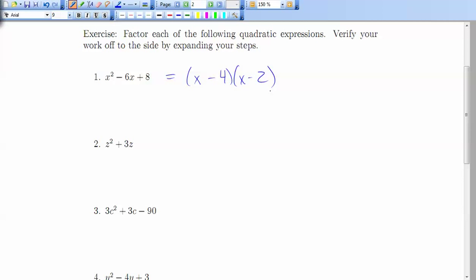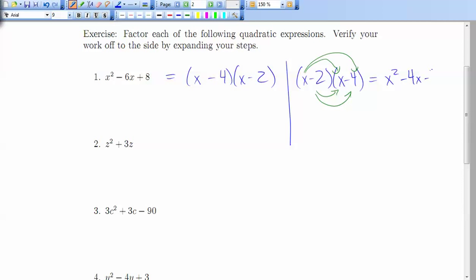Now, of course, if we wanted to, we could verify that what we have chosen is in fact correct. So if we multiply those two factors together, remember we're going to FOIL out here, so x times x, x times negative 4, negative 2 times x, negative 2 times negative 4, and we're going to get x squared minus 4x minus 2x plus 8, which of course simplifies to x squared minus 6x plus 8. Exactly what we needed to get. So we know we have the right factorization.